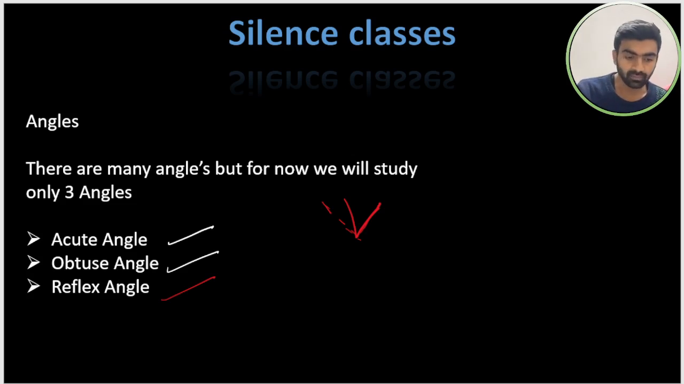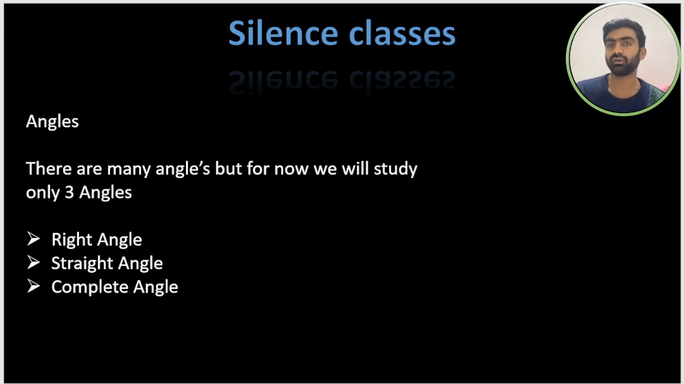Now let's talk about three more angles: right angle, straight angle, and complete angle. A 90 degree angle is known as a right angle. It is like this. A 90 degree angle is like this, so it is known as a right angle.